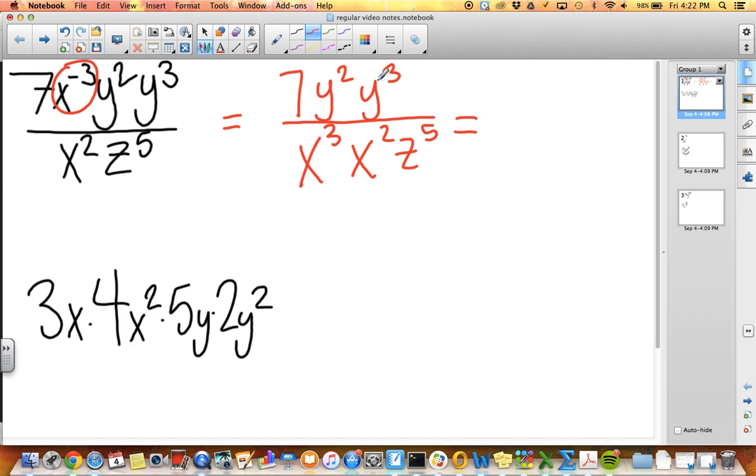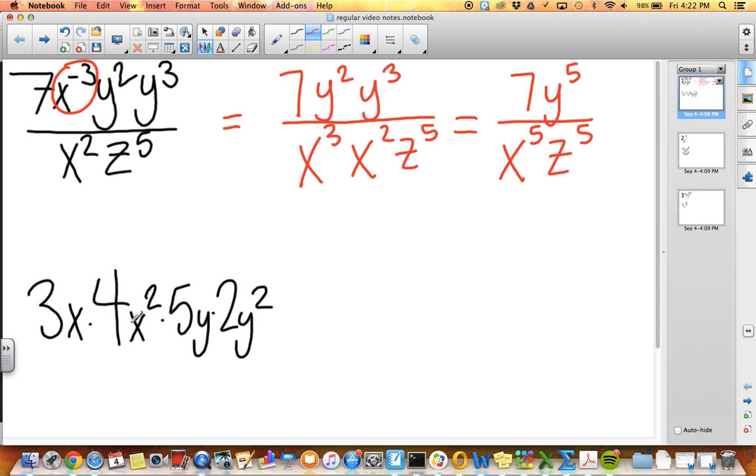When we're multiplying, we add our exponents. So we have 2 plus 3, so we have y to the 5th on top. And then we have 3 plus 2, which is also 5, so x to the 5th, z to the 5th on bottom. And then we can't simplify any further because these are all different variables.